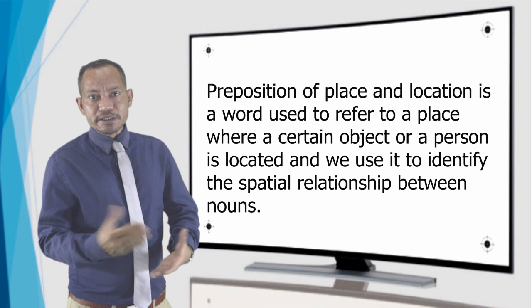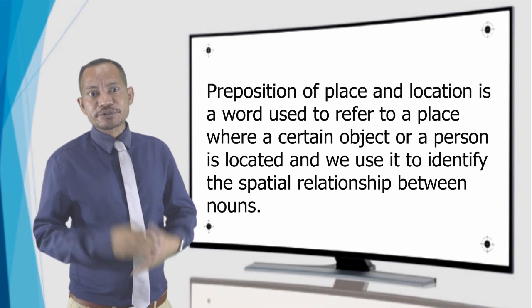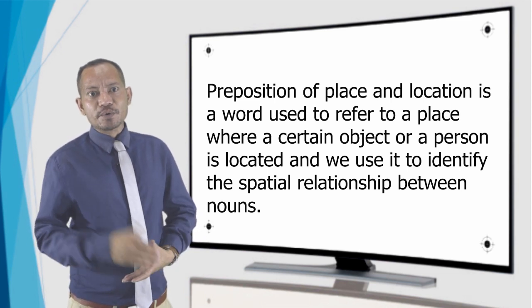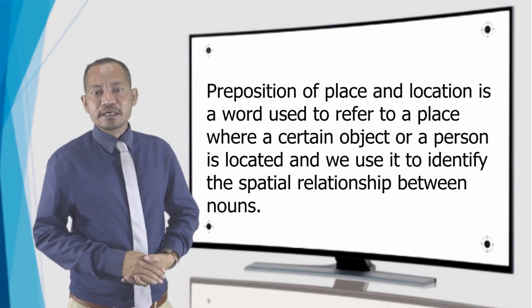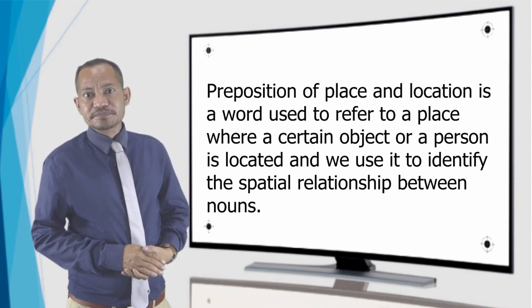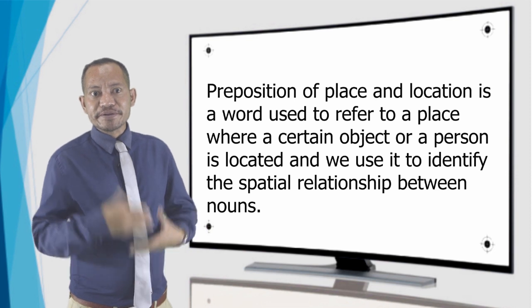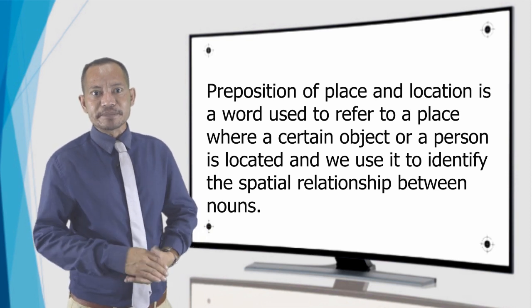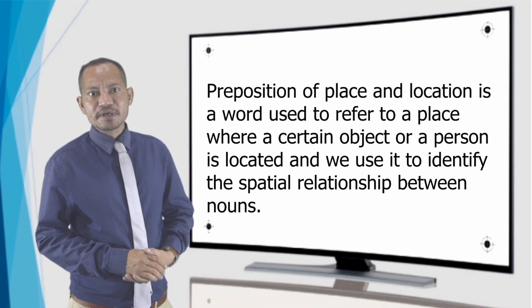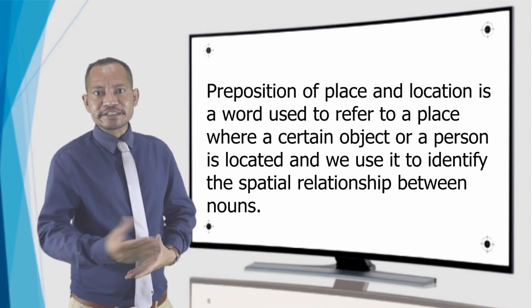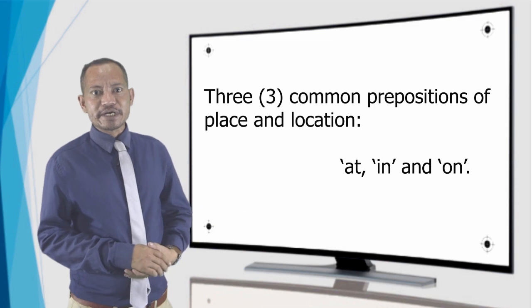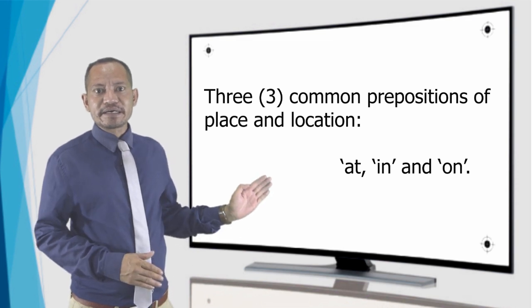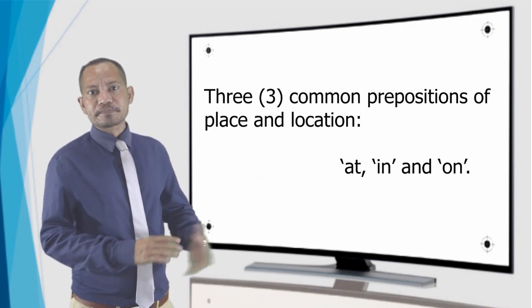Well, in English, it's a word used to refer to a place where a certain object or a person is located, and we use it to identify the spatial relationship between nouns. Let's start by looking at these three very common prepositions of place and location: at, in, and on.